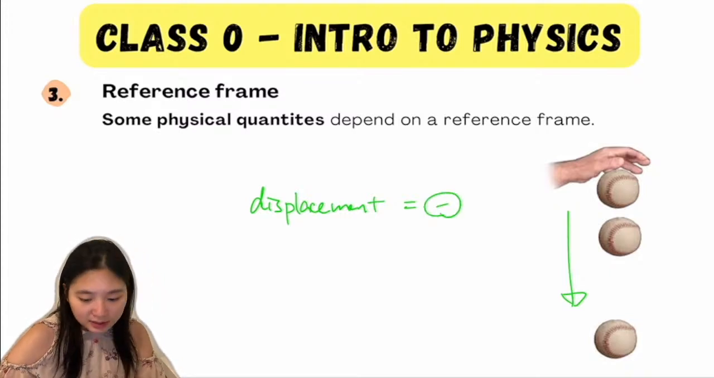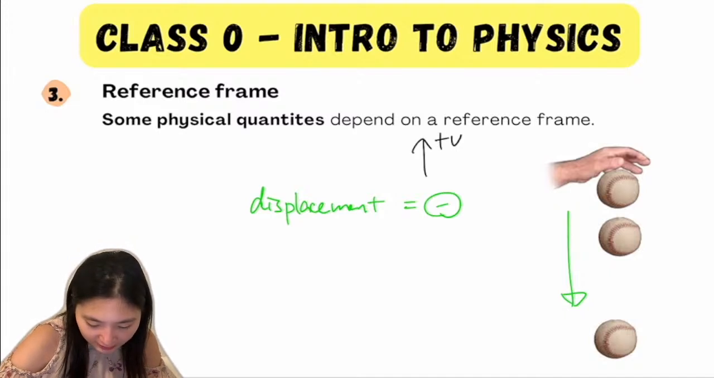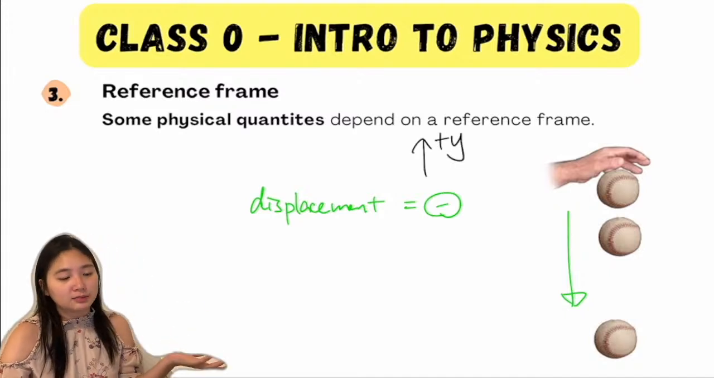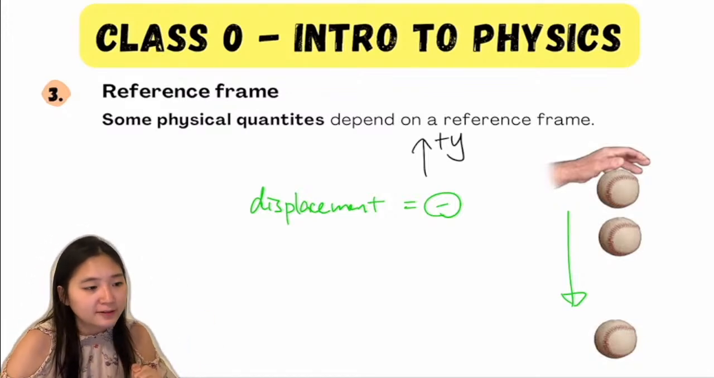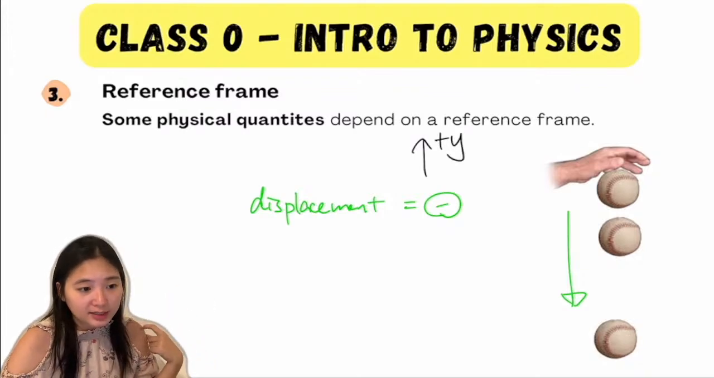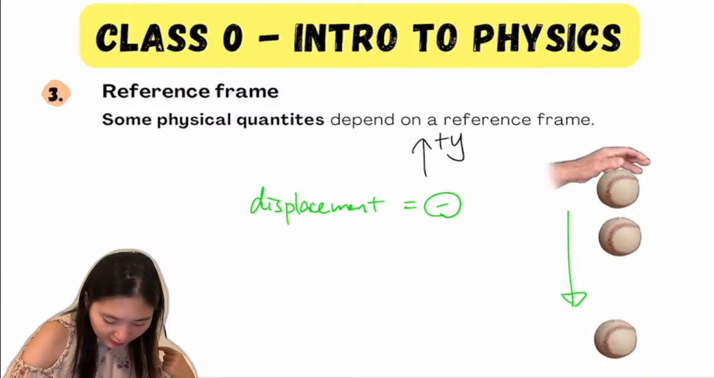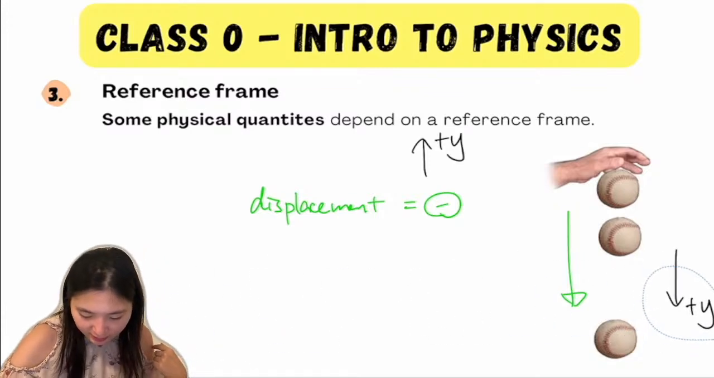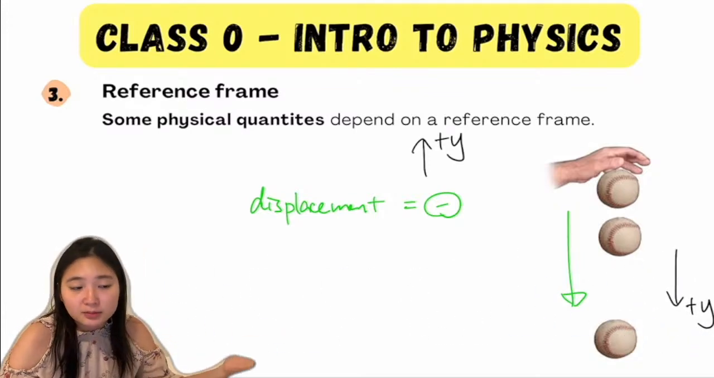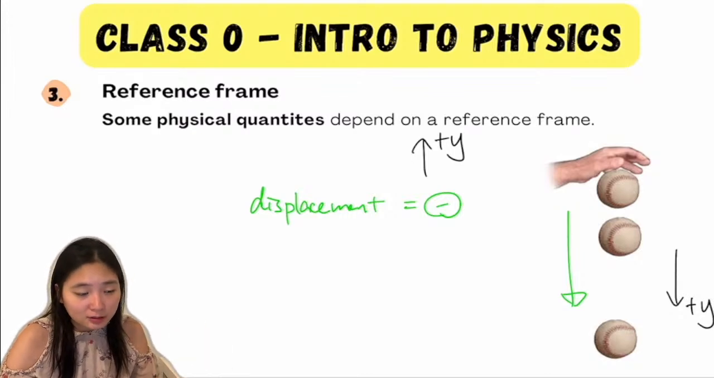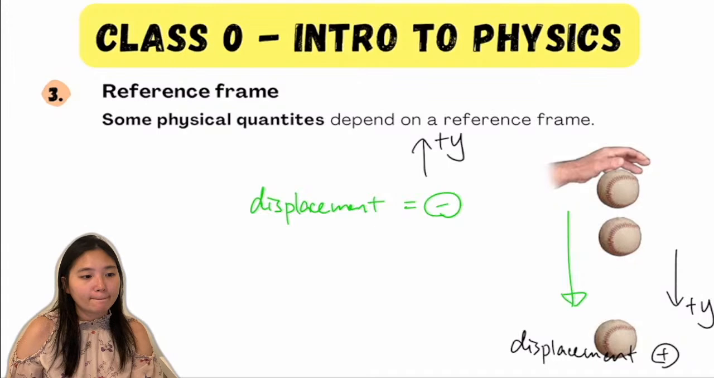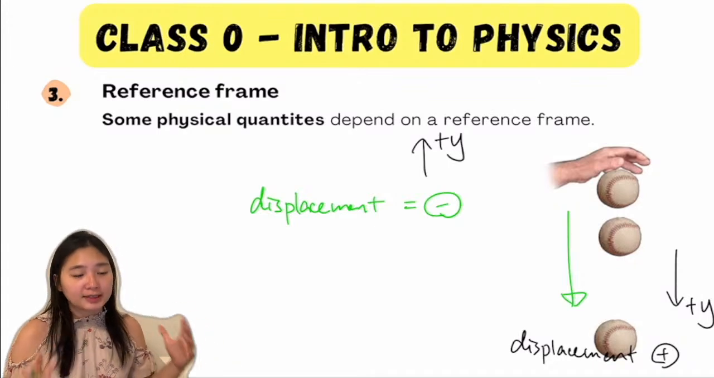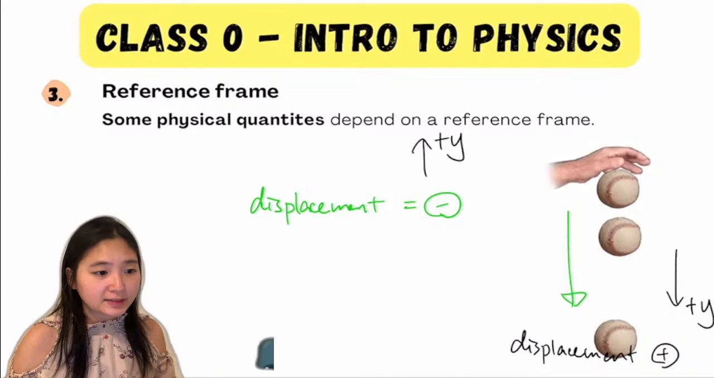Not always. This is correct only when I define upward as the positive direction, only when I define vertically upward as positive y. What happens if I define downward as the positive direction? Then this baseball is moving toward a positive direction, so its displacement has actually increased. Its displacement is positive. So depending on how you set the reference frame, the physical quantities can change.